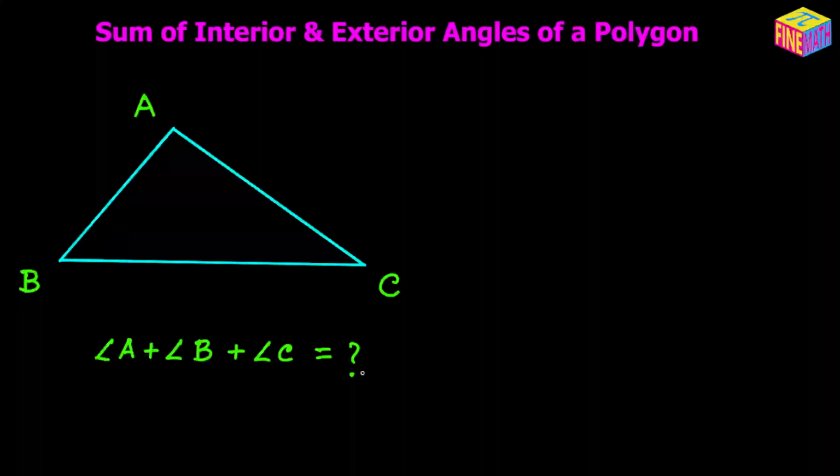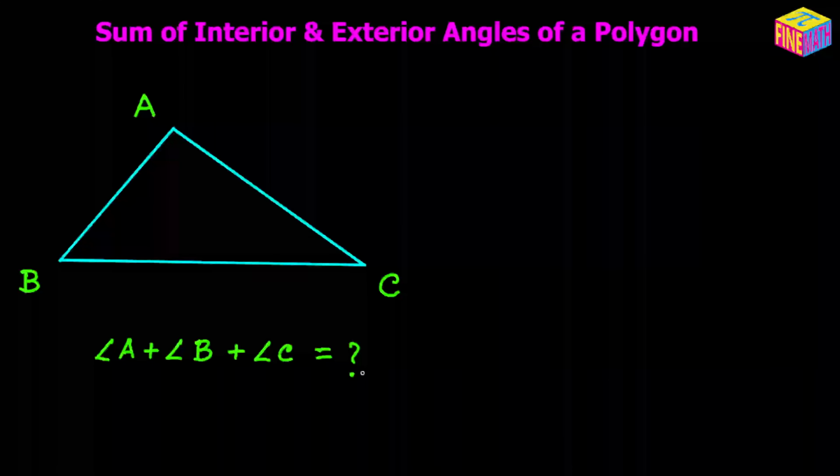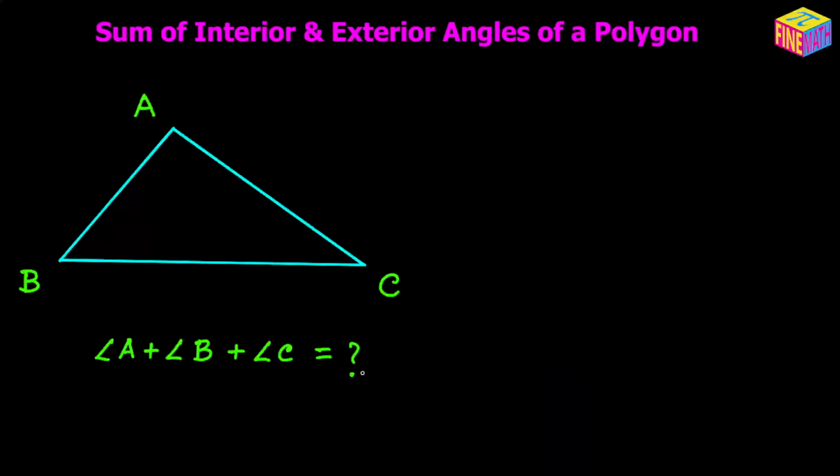Hi everyone, in this video we are going to discuss how to calculate the sum of interior and exterior angles of any polygon. So we are going to start our discussion with the simplest polygon, which is a triangle. Suppose we have a triangle like this, three vertices are A, B and C, and we have to find out what is the sum of the interior angles. And when I say interior angles, I mean these yellow angles right there.